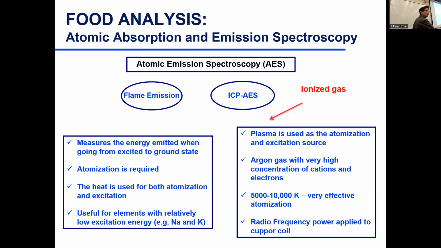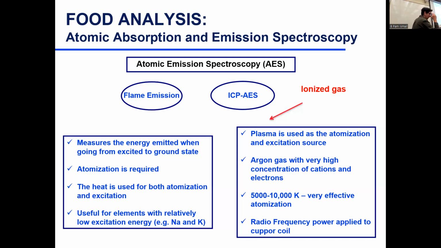What happens to the gas? Ionized. Yes, you are correct. So plasma is the fourth state of matter. So basically your ionized gas. You can use different gases to produce plasma. Argon is very common. Under certain conditions, the argon gas gets ionized, then it carries a lot of cations and electrons, so it becomes a lot of ions and a lot of heat is generated. Very high temperature. Very effective for atomization as well as excitation.